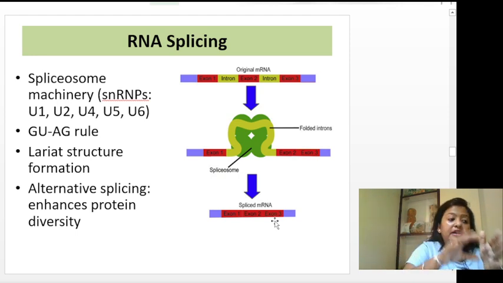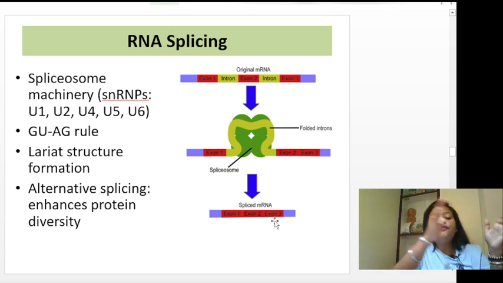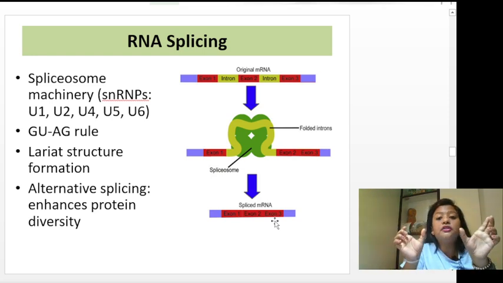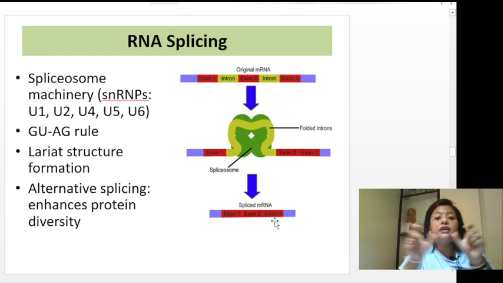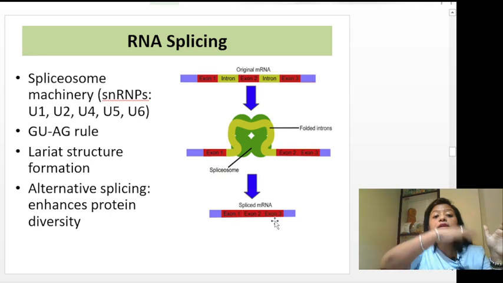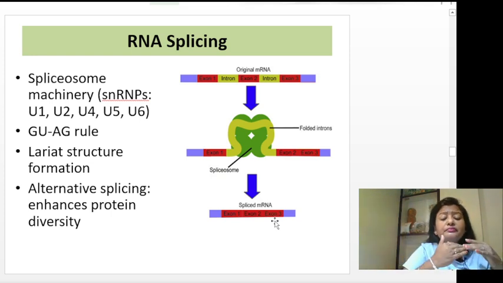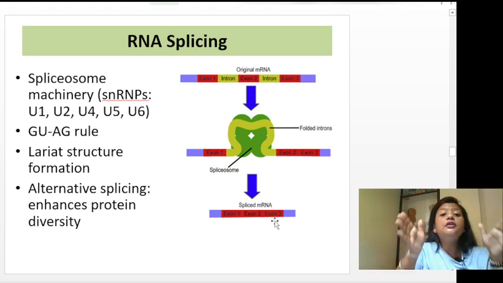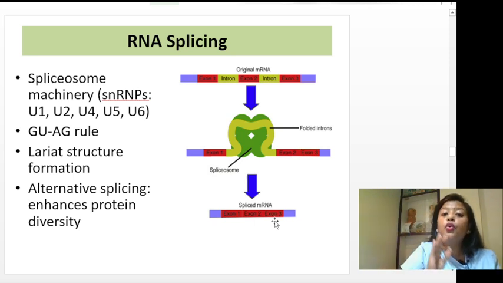From one intron to another intron, it will fold itself and form a lariat-like structure. Okay, it's called lariat formation. I will show you in my future slide. So it will cut, bind to both the corners of the introns, form a lariat-like structure, and remove the folded introns. And it will form the proper mRNA, or you can say spliced mRNA, which will contain only the exons, not the introns.